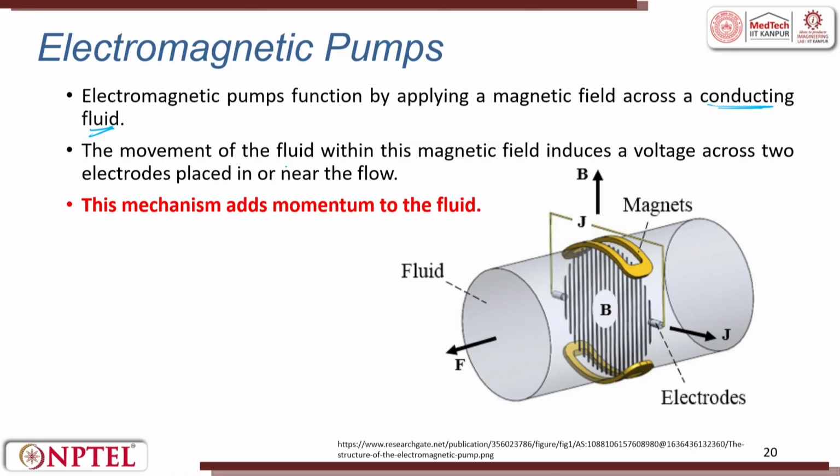The movement of the fluid within this magnetic field induces a voltage across two electrodes, right. So, these are electrodes, this is one electrode, this is one electrode. The movement of the fluid within the magnetic field induces a voltage. So, you try to get a very high voltage. So, induced voltage across the two electrodes placed in or near the flow. The mechanism adds momentum to the fluid. So, here the magnetic field is created, right, and here is the voltage which is applied.